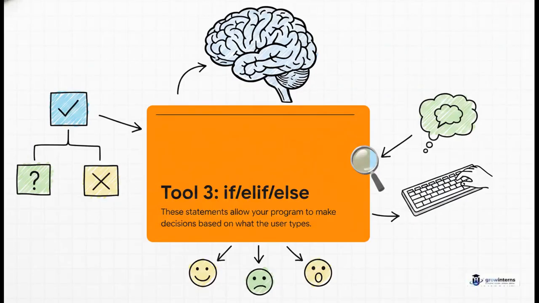But just getting input isn't enough, right? The program needs to be able to do something with what we type. That's where our third tool comes in, if, elif, and else statements. These are decision-making tools. They let our program look at the input and say, okay, if the user said this, I'll do that. If they said something else, I'll do this instead. It's what gives our chatbot a bit of a brain.